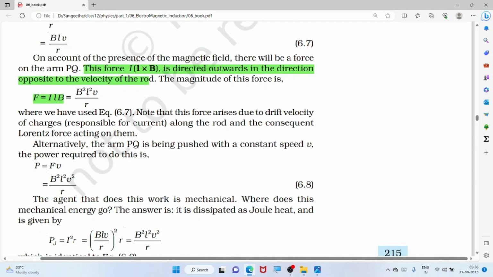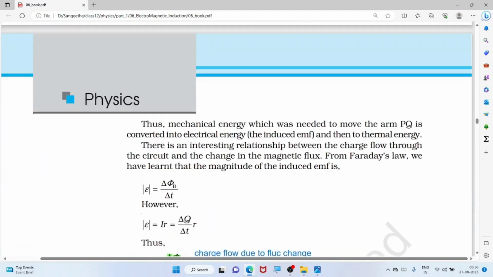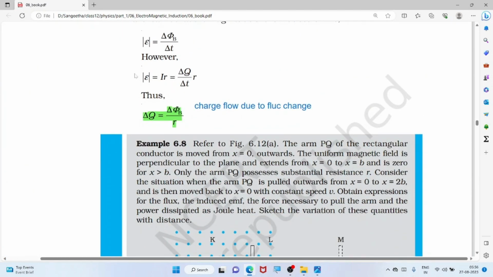Force on a conductor in a magnetic field. This is the formula, already seen in other chapters. So when a change in charge flow is a change in flux, or the resistance.